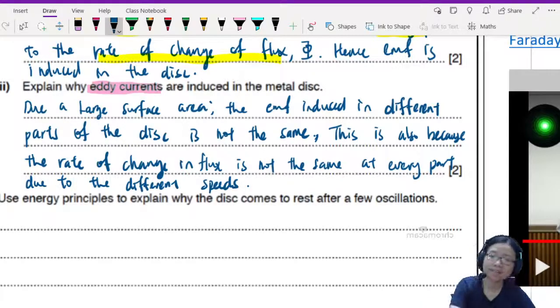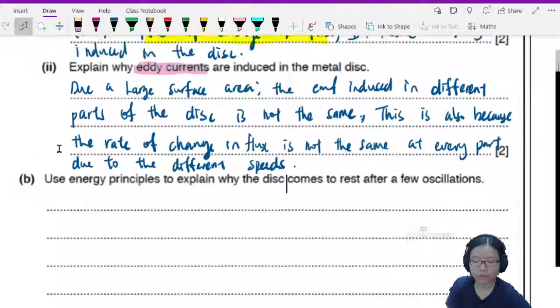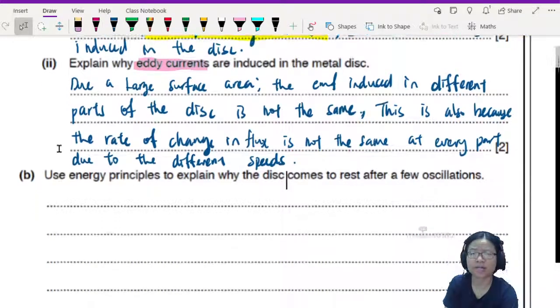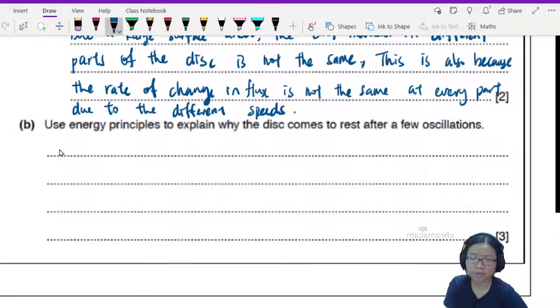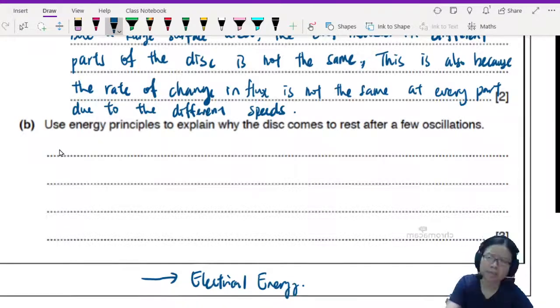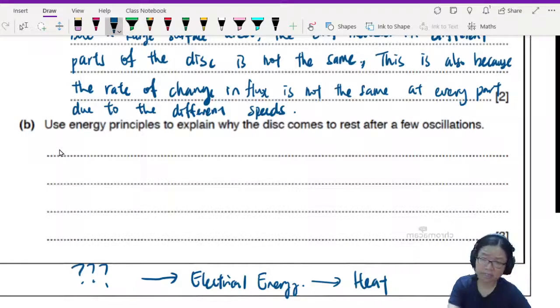All right. And finally, use energy principles to explain why the disk comes to rest after a few oscillations. So when you think about having current inside your circuit, what is happening here is you suddenly have electrical energy. You got current in your circuit. And of course, I will expect as it flows inside the metal disc, there will be resistance. And then in the end of the day, it will become heat or thermal energy. But where did this electrical energy come from? The thing is oscillating, so it came from the mechanical energy of oscillation.